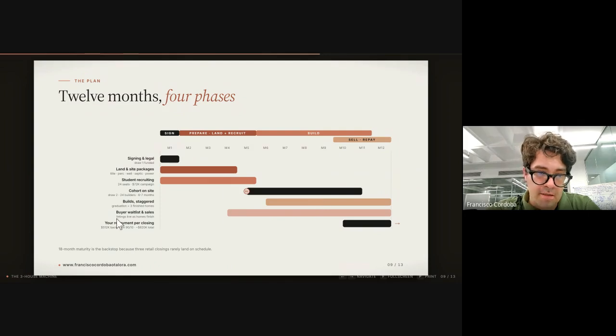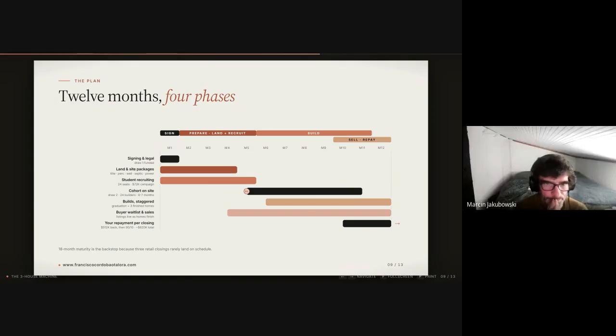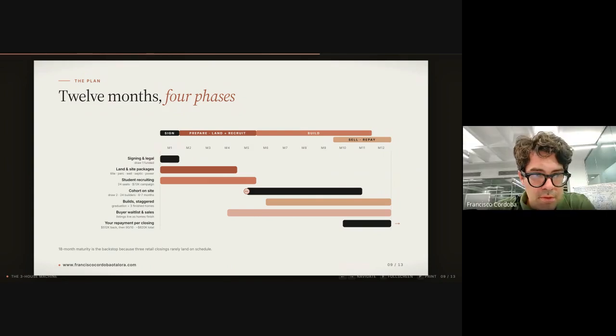And as you can see here, which is similar to what you were talking about, the buyer wait list and sales, because we can start the process in parallel as soon as we are completing the first house, to start selling the first house. And then the repayment to the investor and the closing. Any questions, thoughts about this?